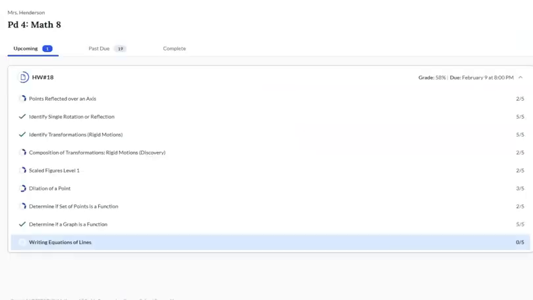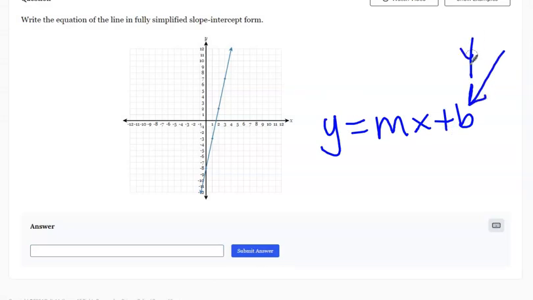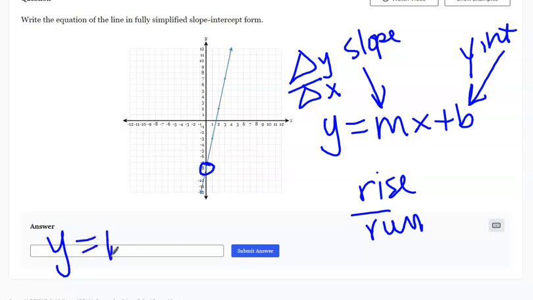Okay, last topic, writing equations of lines. Equations of lines have the format y equals mx plus b. This number is the y-intercept. This number is the slope, or the change in the y location over the change in the x location, often known as the rise over the run. So first I'm going to start with the y-intercept. So y equals mx plus b. My y-intercept is negative 8, so that means I need to put a negative 8 here.